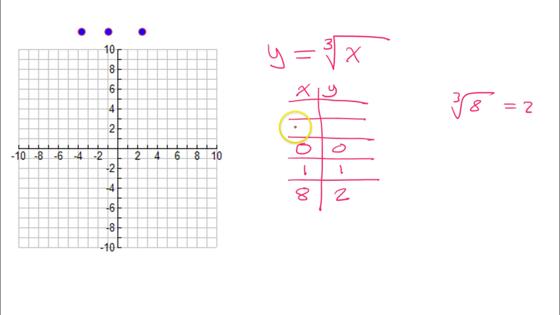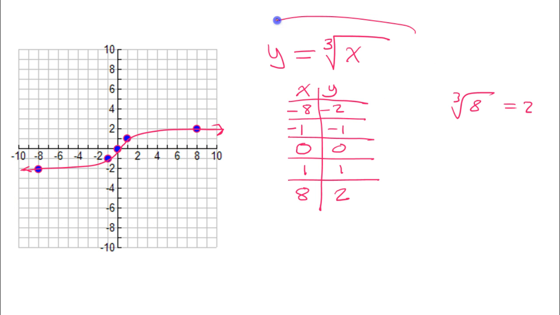And the negatives work just as well. The cube root of negative 1 is negative 1, and the cube root of negative 8 is negative 2. Now watch what happens if we plot these points. All right, we get this pattern right here. Now, if we connect the dots to see what's going on in between the points, it's going to make this type of a curve. And then it will continue like that forever.